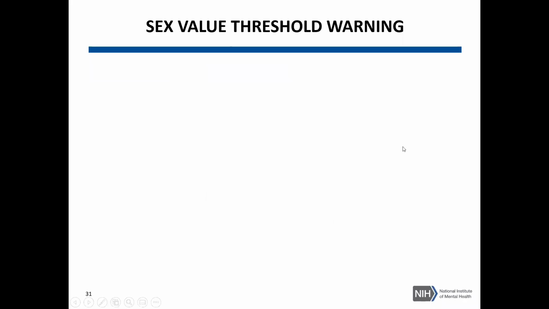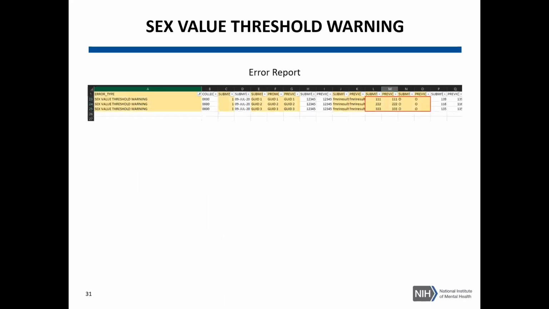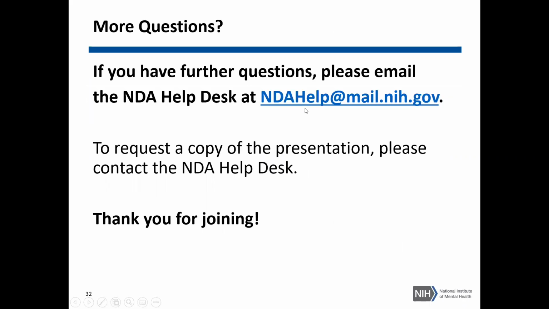An example of what this may look like in your error report. For instance, if all three subjects 111, 222, and 333 were listed as other, then it will show with this error type sex value threshold warning for each of these subjects.